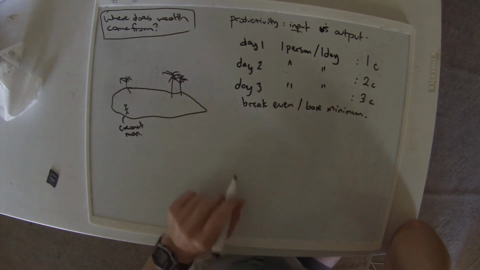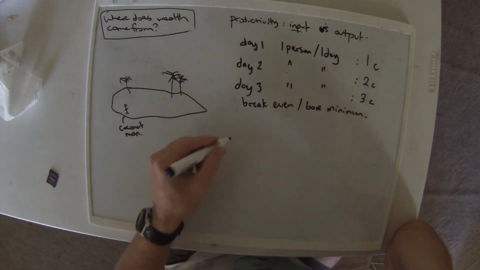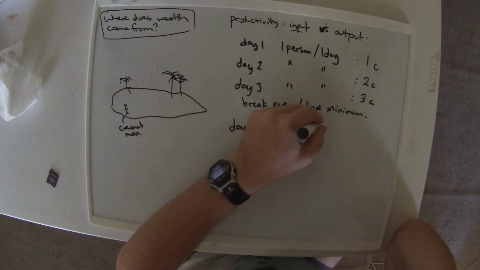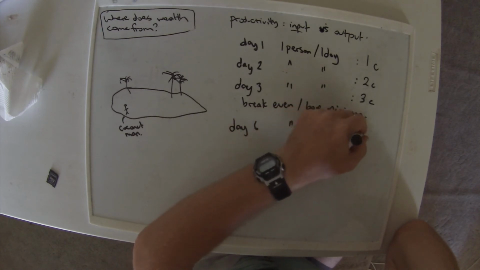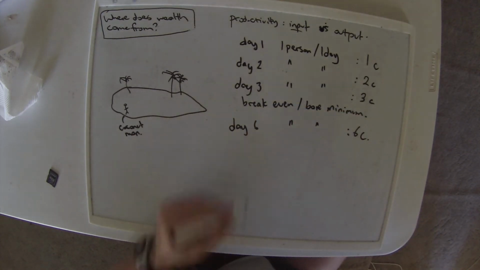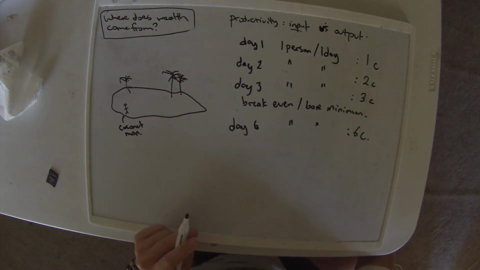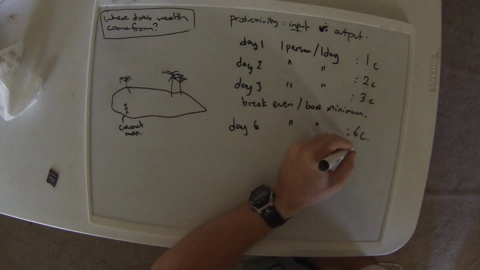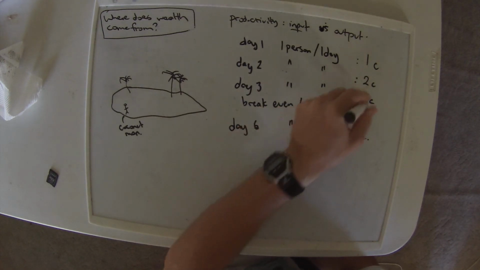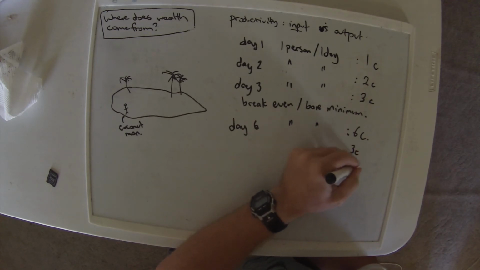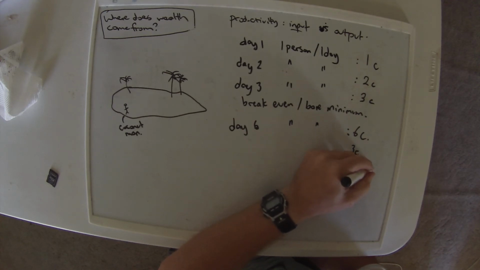So let's skip on. He's been increasing his productivity. Let's go to day 6. You can probably pick the pattern. Same inputs, but the output's even greater. He gets 6 coconuts. Now this is an interesting day, because he's got a surplus of 3, or if his break-even amount is 3, that's what he has to consume tomorrow, then he's got 3 coconuts spare, or surplus.